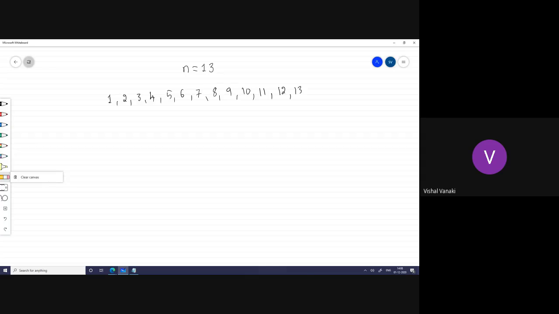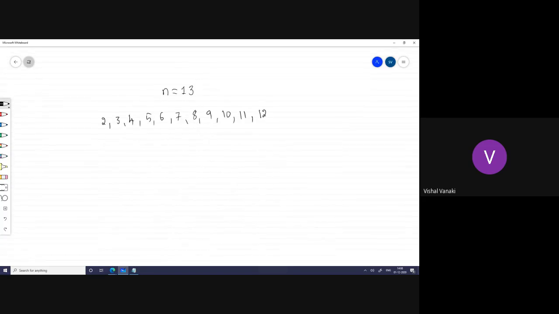The number should be divisible only by 1 and 13. So let us remove 1 and 13. The number 13 should not be divisible by any of the remaining numbers. But if I check the given number 13 this way, I have to do 11 iterations, because I have to check with every number.